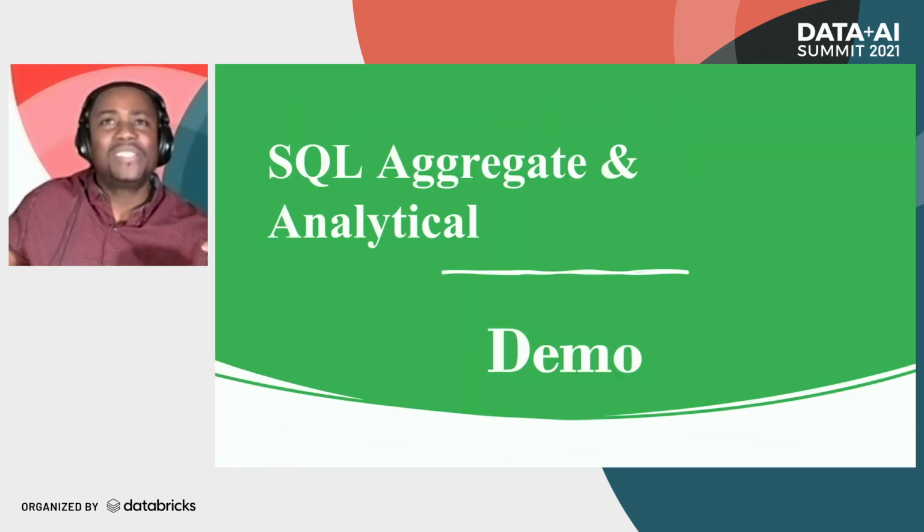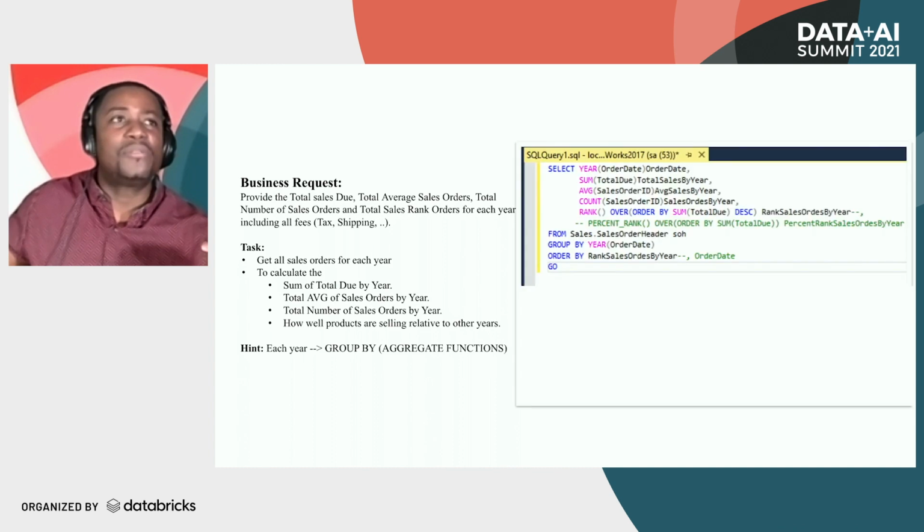Let's say the business requirement, for example, is to provide the total sales. So business wants to know all sales orders for each year. And this is the year. As you can see, I'm using the YEAR function to get that. And then to calculate the sum of the total due, I'm using SUM here, right? And then the average of sales orders, I'm using AVG here. And then also the total number of sales by year, right? I'm using COUNT here.